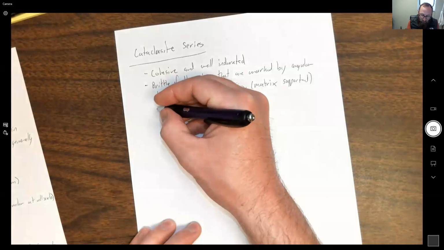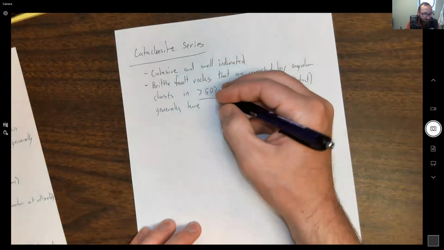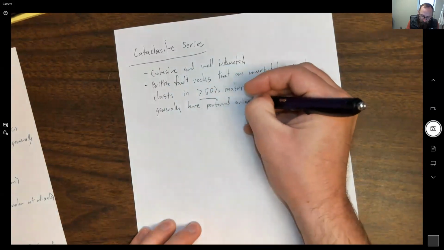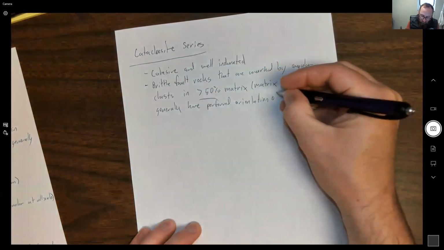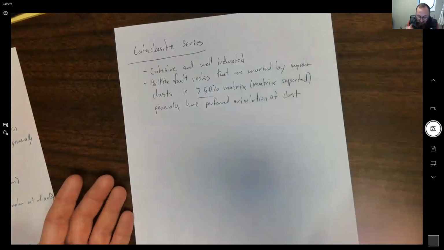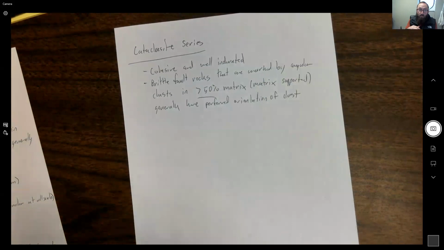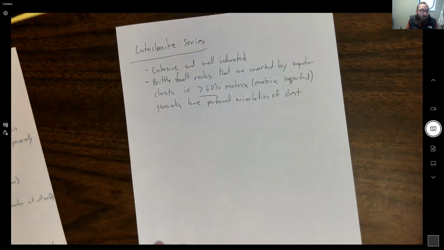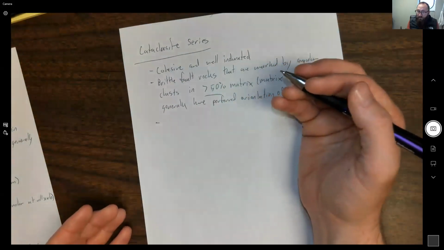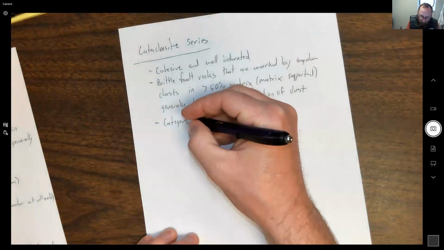And they generally have no preferred orientation of clasts. And the clasts are isolated in this matrix, so they don't have that jigsaw appearance where it's easy to see what pieces they might fit back together with, depending on the clast size. Okay, so we have two categories of cataclasite series rocks, again based on the sizes of the clasts.